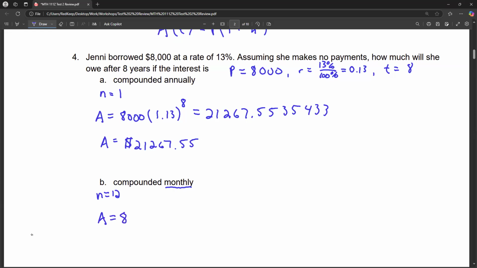A is equal to 8,000 still. And then let me go ahead and write this one out. I didn't do it on the last one, but let me spell it out for us. We're going to do 1 plus r over n. So our r value was the 0.13. In this one, our n value is going to be equal to 12. Just like that, close parenthesis. And then this will be raised to the power of n times t.